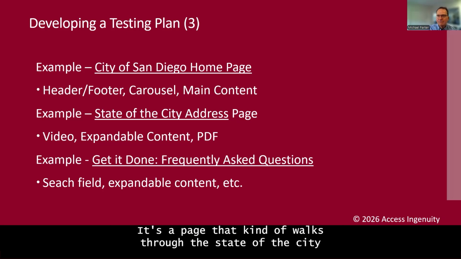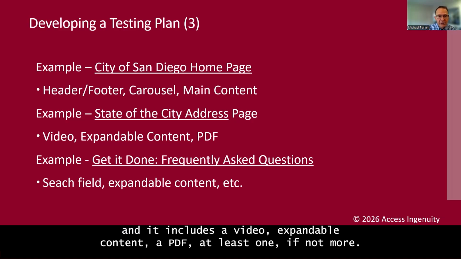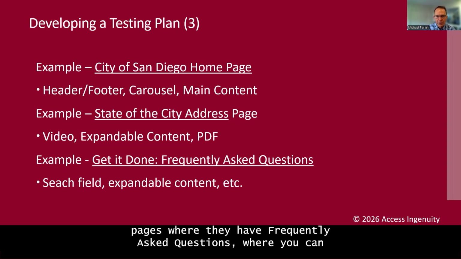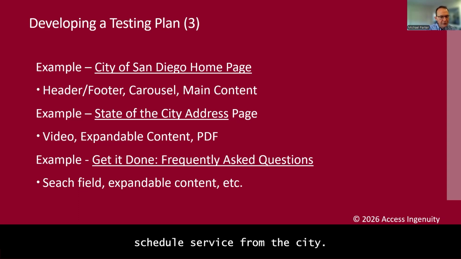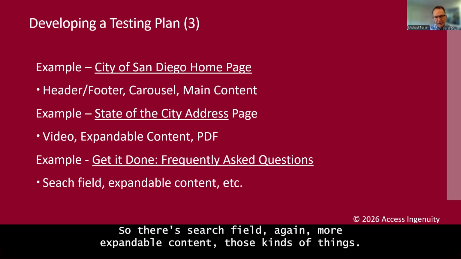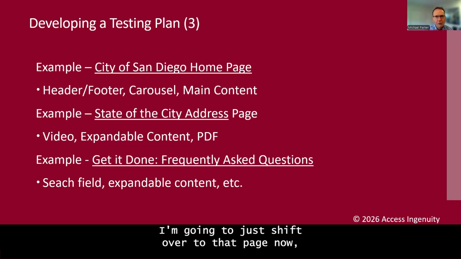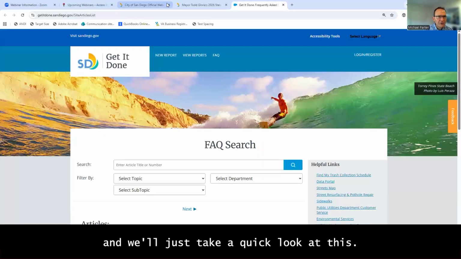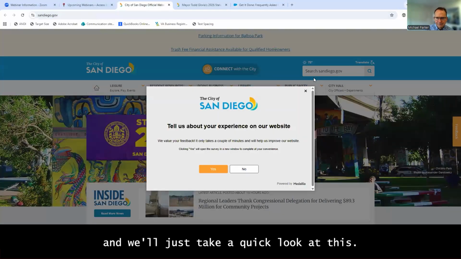It's a page that walks through the state of the city, and it includes video, expandable content, a PDF, at least one, if not more. And then there's also some Get It Done pages where they have frequently asked questions where you can schedule service from the city. So there's a search field, again, more expandable content, those kinds of things. I'm going to just shift over to that page now, and we'll take a quick look at this.